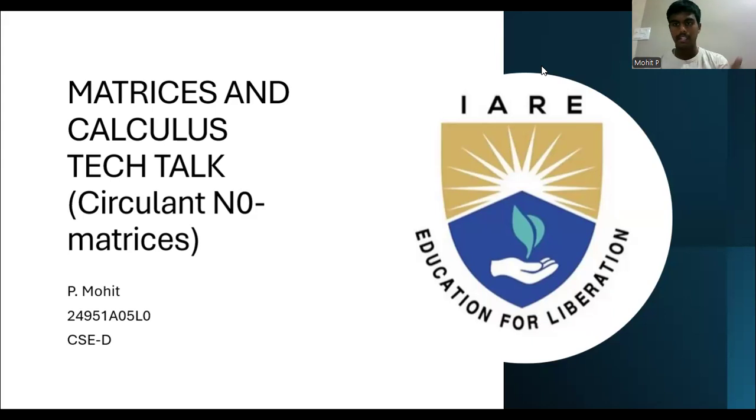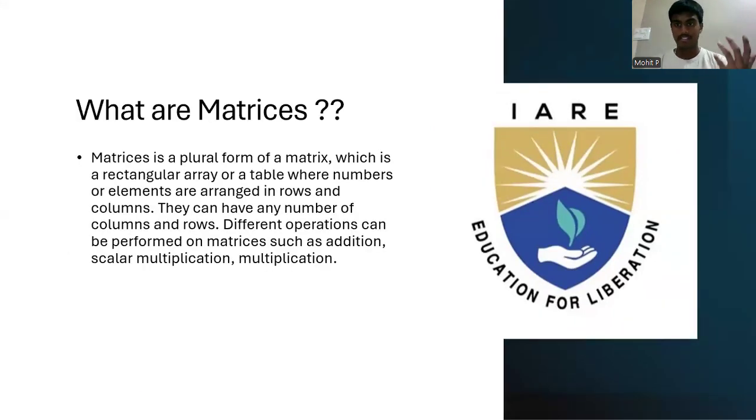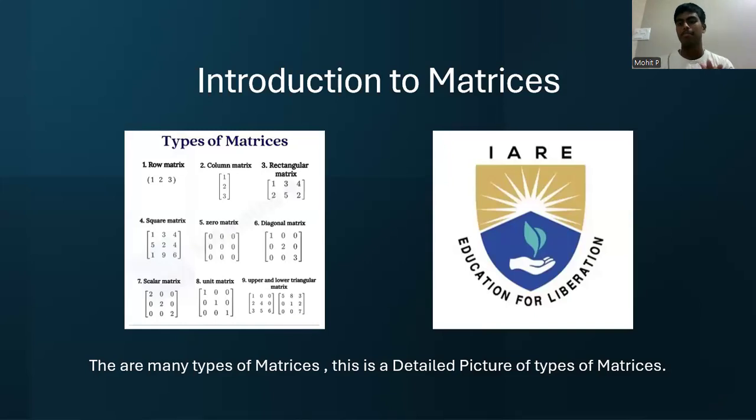Before going on to this topic, I would like to talk about the basic definition of a matrix, what matrices are, and different types of matrices. So what are matrices? Matrices is the plural form of matrix, which is a rectangular array or a table where numbers or elements are arranged in rows and columns. They can have any number of columns or rows. It might be two rows or two columns, one row, two columns, anything. Different operations can be performed on matrices such as addition, scalar multiplication, and vector multiplication as well. So that is the introduction to matrices; we'll see the types of matrices right now.